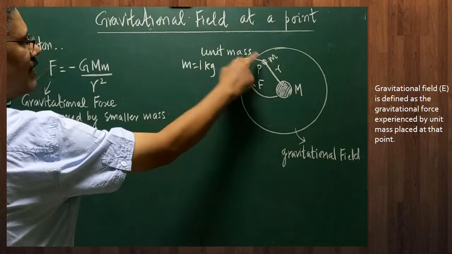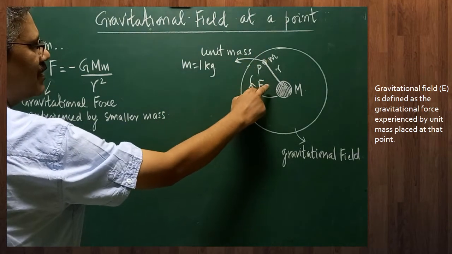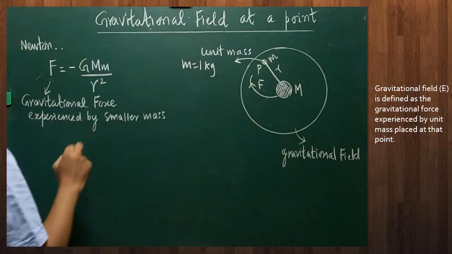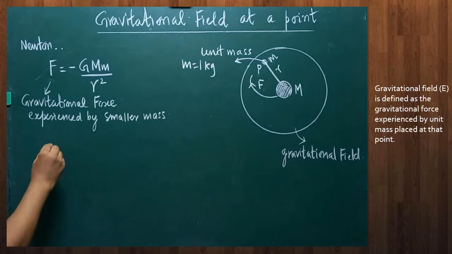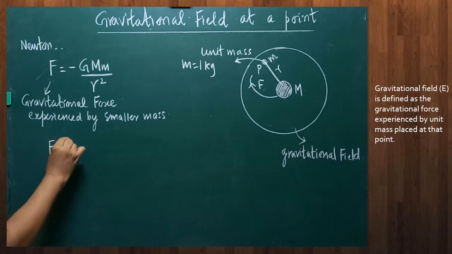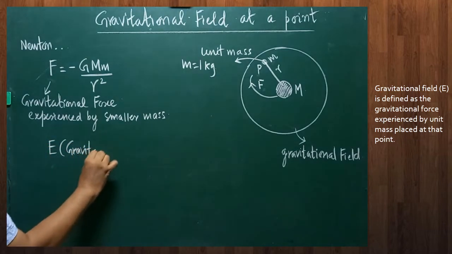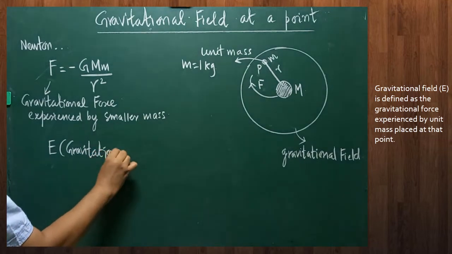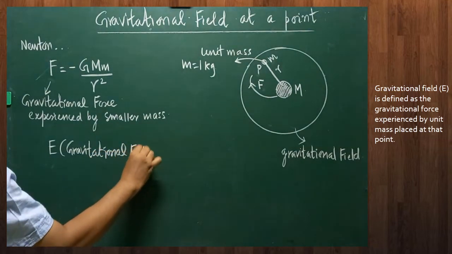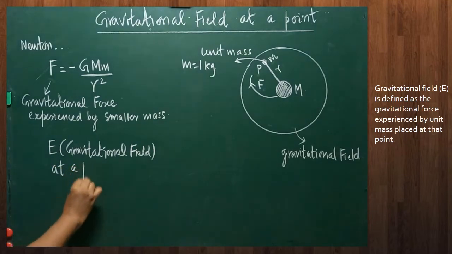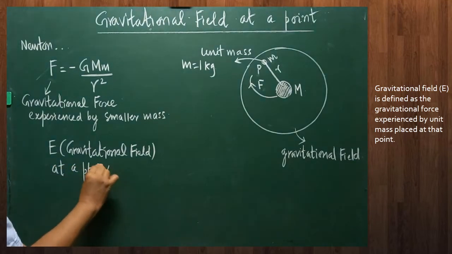So to calculate the gravitational field at point P, both F and M must be taken. As per the definition of gravitational field, the gravitational field can be represented by the letter E. So E is for which one? Gravitational field. So this is the notation to be used. Gravitational field at a point P to be calculated.